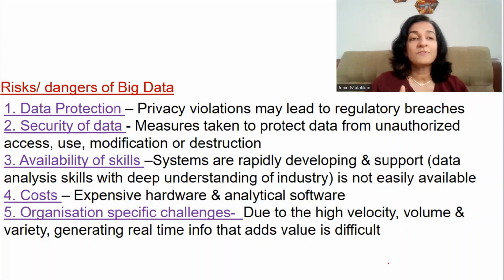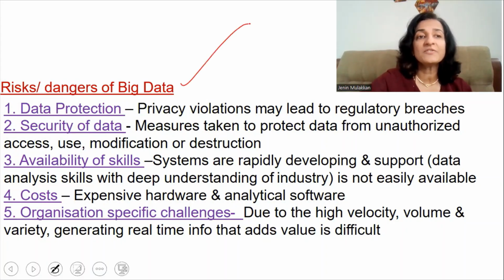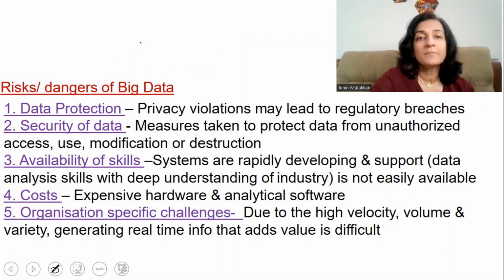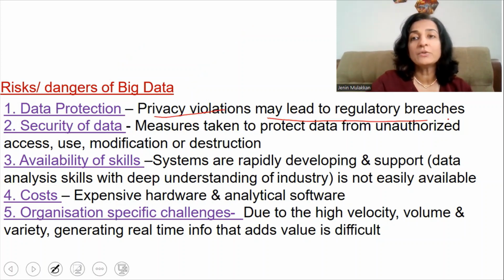But as a fact, we know that there has been a leakage of information from Facebook. So this is one of the main dangers of big data analytics. The first risk or danger of big data is data protection. Privacy violations may lead to regulatory breaches. So this is what has happened with Facebook.